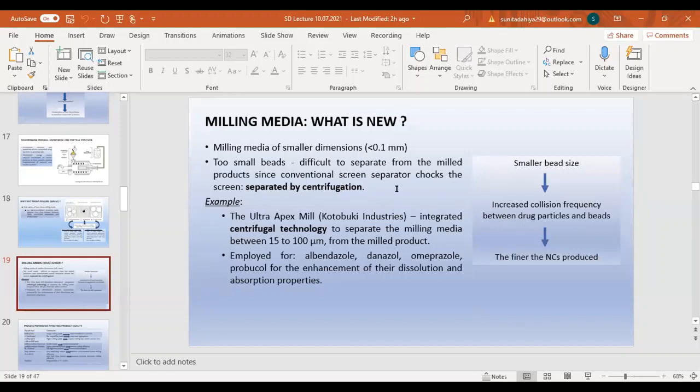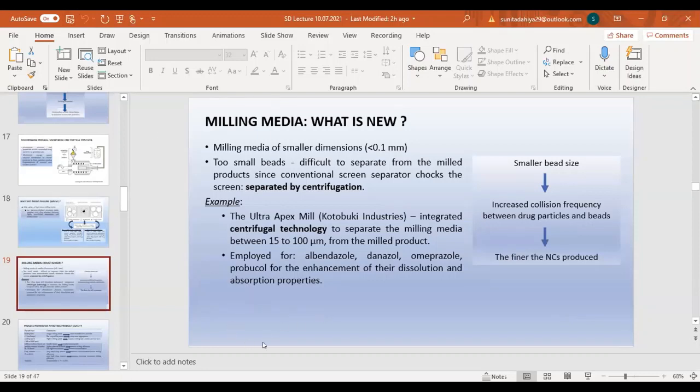However, when you use such small beads, they will be mixed, and it is difficult to separate them from the milled product which is present in the chamber. So how can you separate very small size beads or media from the product? You have to separate them by centrifugation. So inbuilt centrifugation technology is also available inside the mill when you are planning to use very small size beads. Otherwise, you can screen your nano suspension product and separate out the beads.